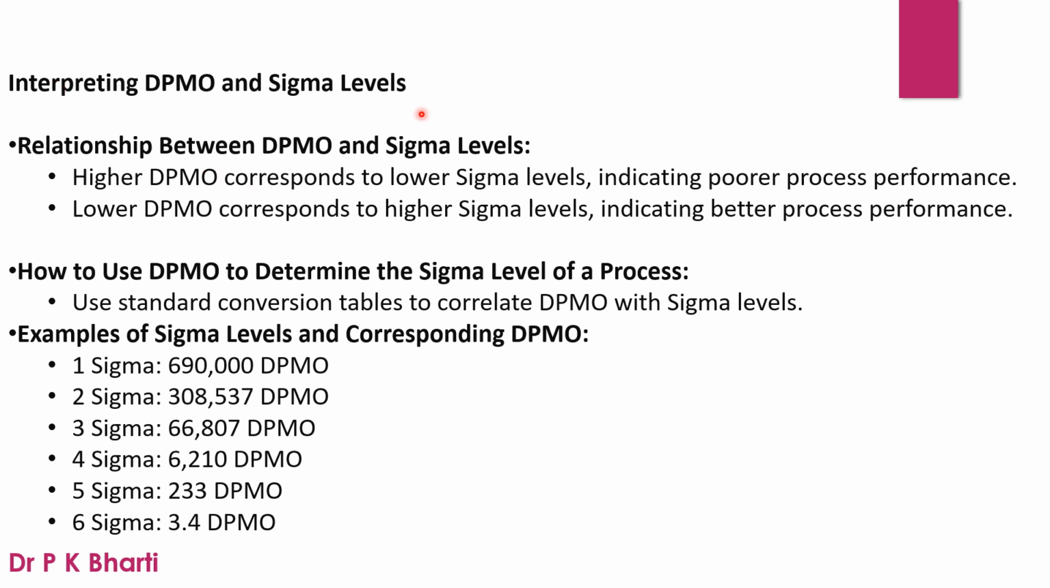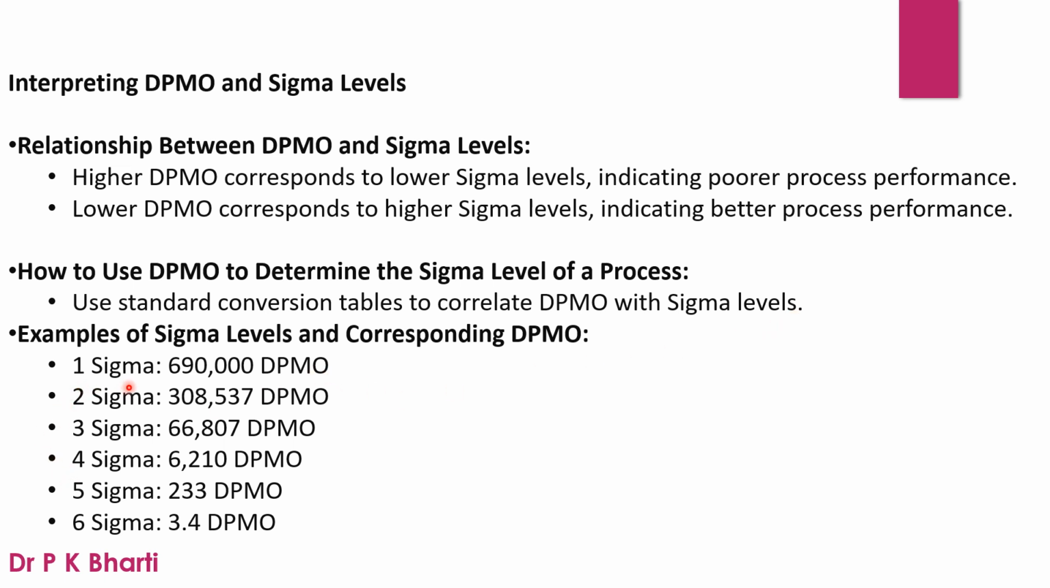There is a correlation between DPMO and sigma level of a process. Higher DPMO corresponds to lower sigma levels, indicating poorer process performance. While lower DPMO, that is, if a process has lower defects per million opportunities, it corresponds to higher sigma levels, indicating better process performance. Then we will see how to use DPMO to determine the sigma level of a process. So there is a direct correlation between DPMO and sigma level of a process, and the conversion table to correlate DPMO with sigma level is given below.